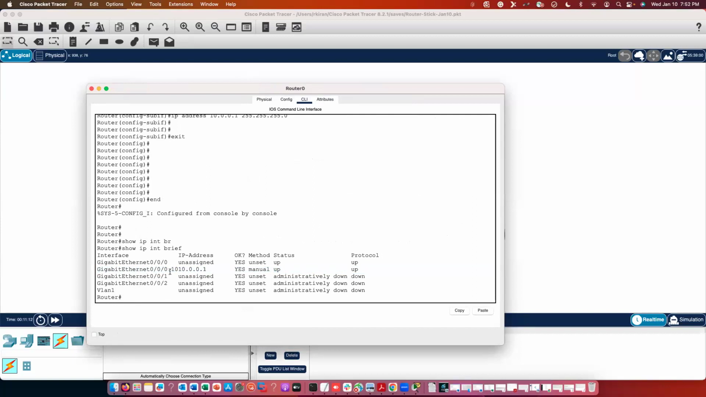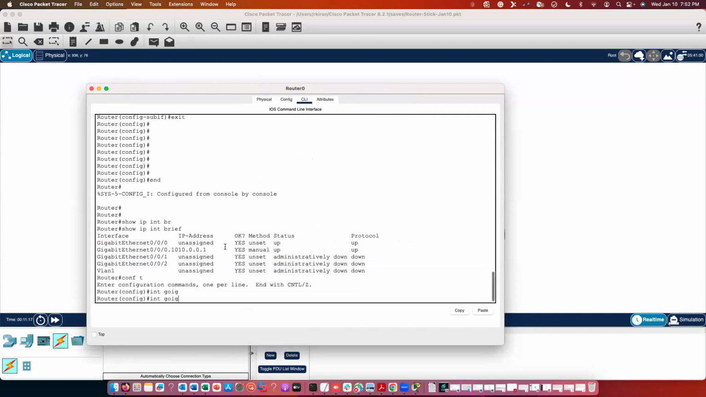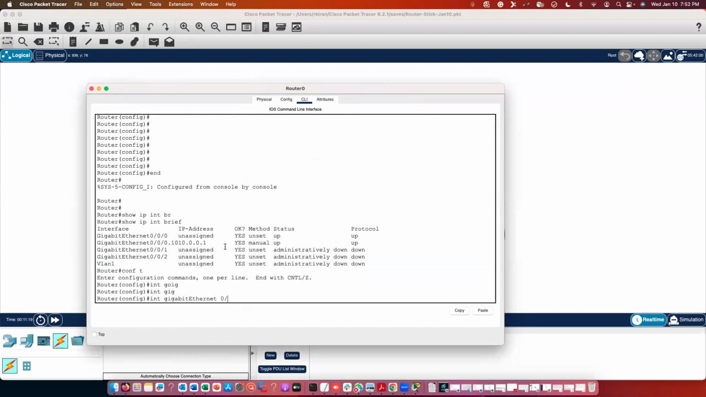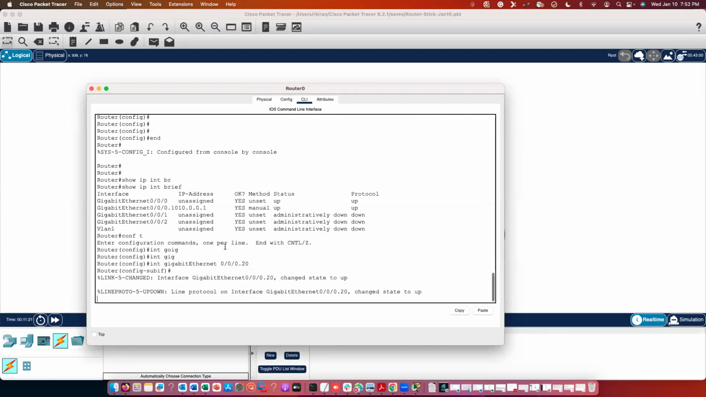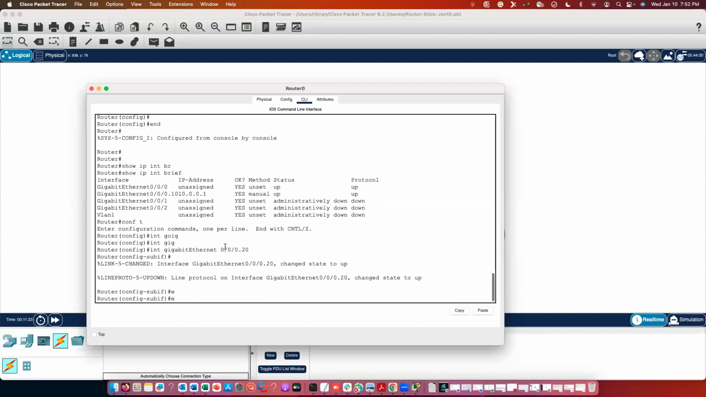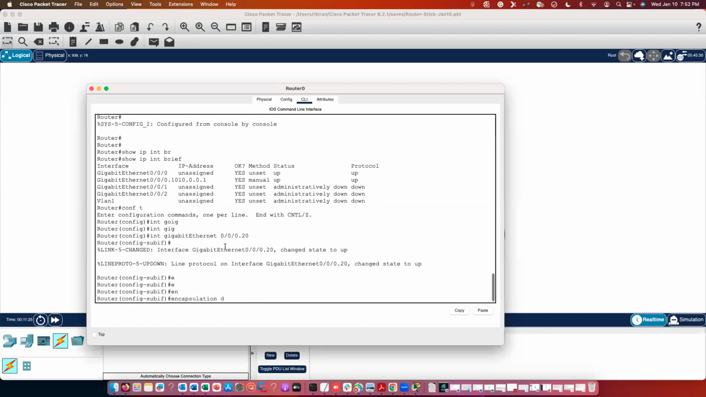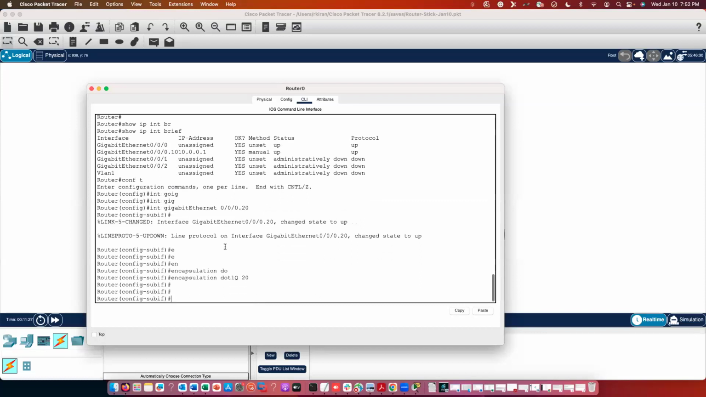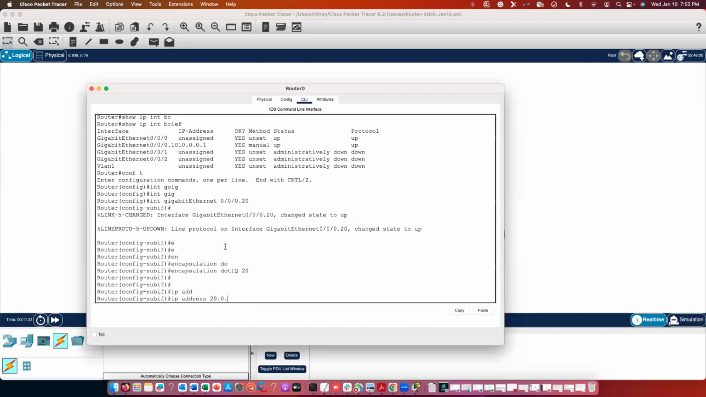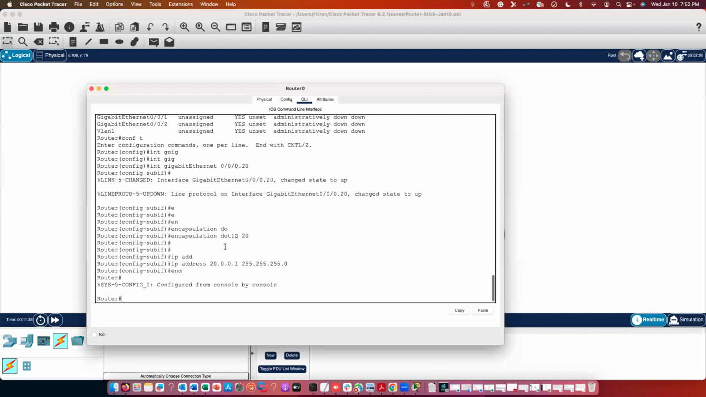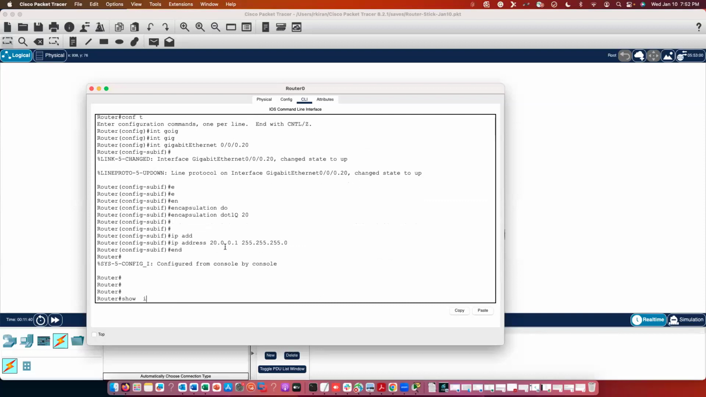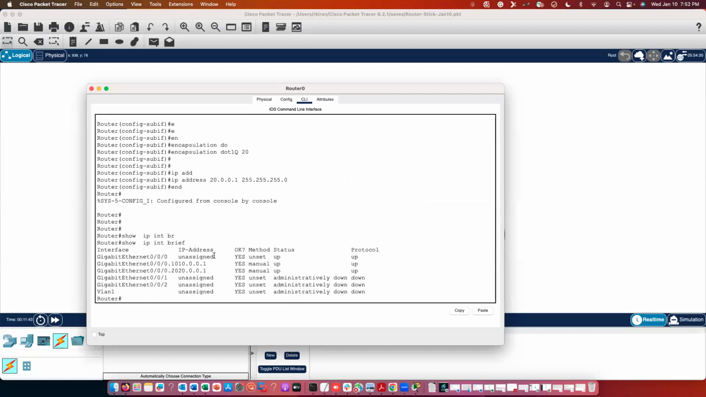Okay. Similarly, I'm going to define the .20 now. Config terminal, interface gig 0/0/0.20, encapsulation dot1q 20 tag, and then IP address 20.0.0.1, 255.255.255.0. Okay, to check that, show ip interface brief. Okay.